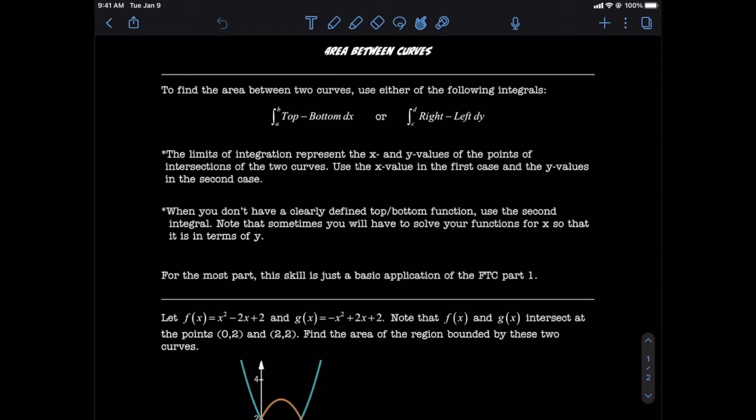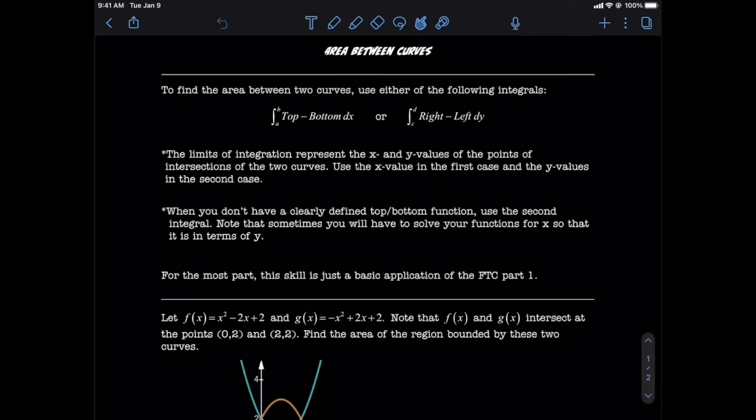To find the area between two curves, we either do the integral of the top minus bottom, or we do the integral of the right minus left. Now, because we're looking for a numerical answer, that means we're going to have to use a definite integral. The limits of integration for finding the area between two curves are always going to be the points of intersection unless they are otherwise specified.